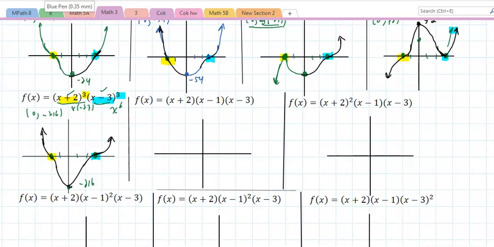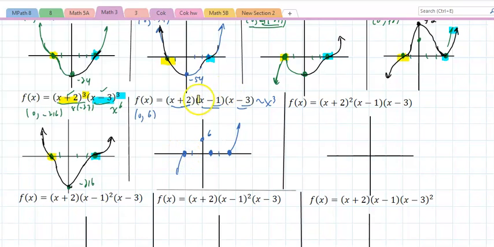Alright, the next set of problems, I have three zeros: -2, 1, 3. If I look for x equaling 0, that's 2 times -1 times -3, that's positive 6. This behaves like x cubed, so that's how x cubed looks.